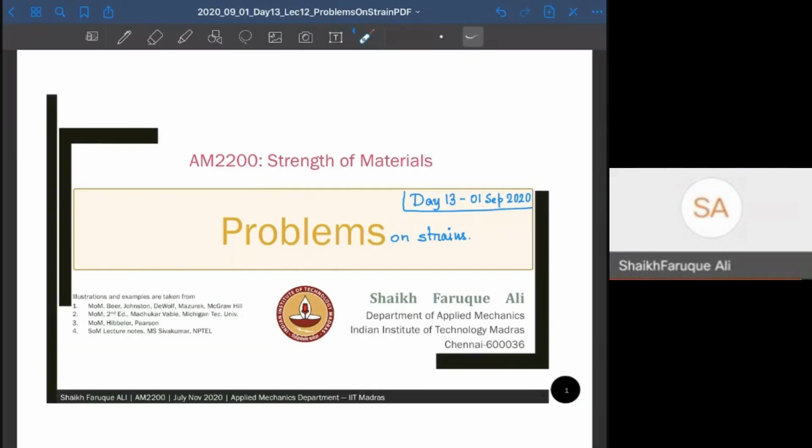All right, so let's start with the problems. I have selected a few problems. I know we are expecting that we will cover all the ranges that we have in the concept of strains.